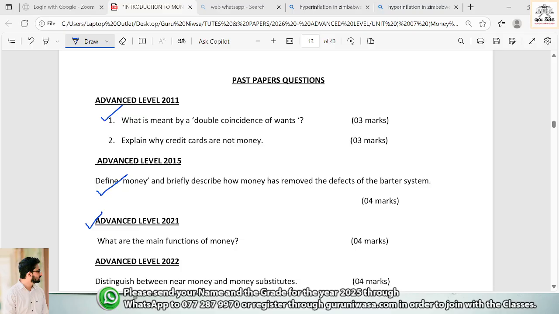Say that in the barter system, the bottleneck was not having a double coincidence of wants. Double coincidence of wants means both parties must be willing to exchange with each other, but that is very rare. So it took much time to make a transaction. But the use of money has removed this defect or bottleneck, as people can use money as a medium of exchange. No need to worry about others' choices or what others are interested in. They can make a payment or transaction with money without waiting.